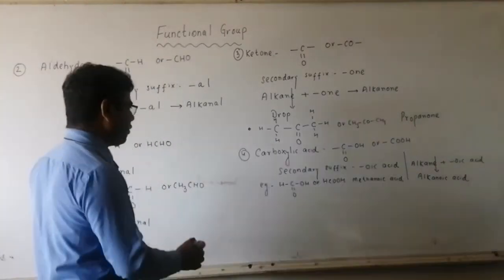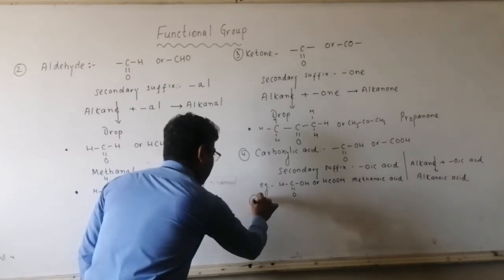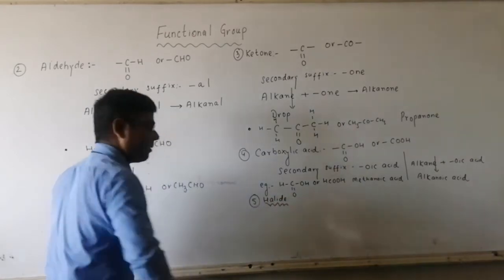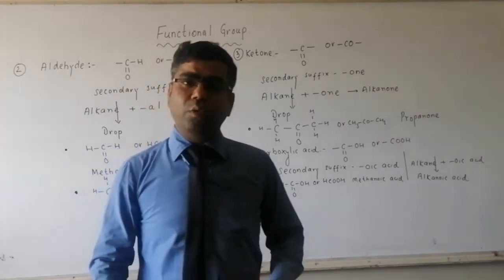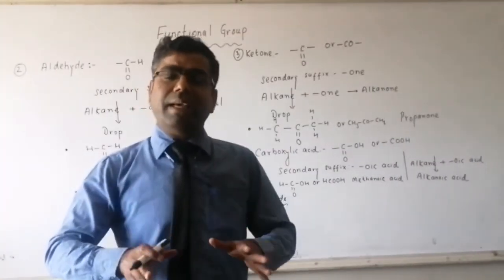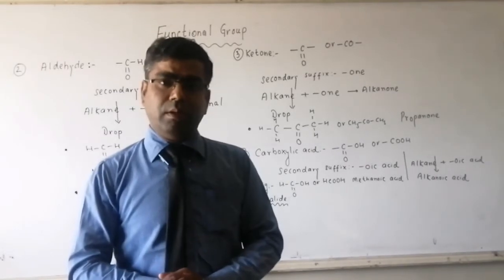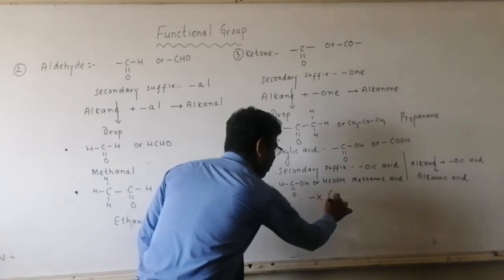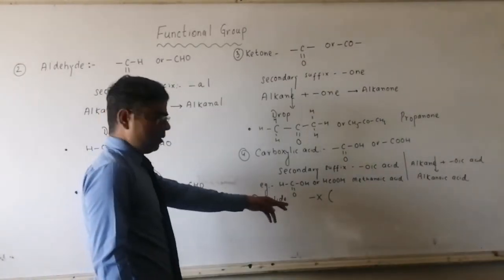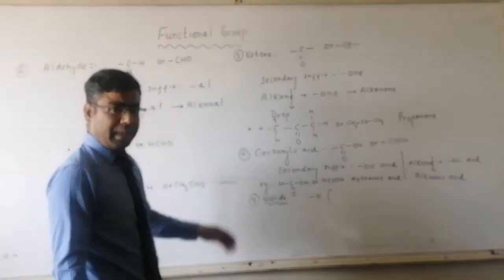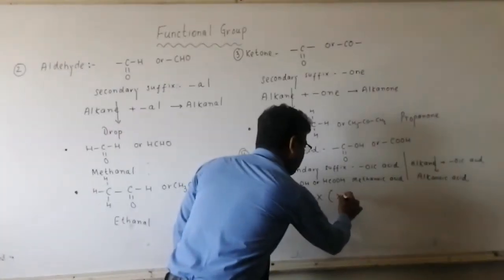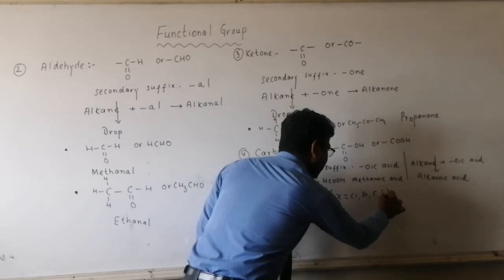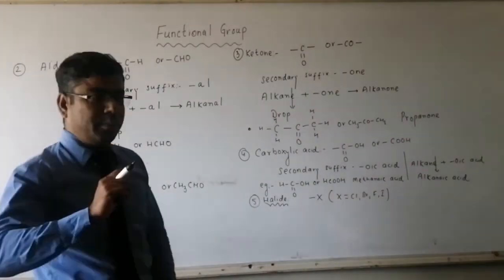Then comes the last one, number 5, halides. Now, what is there with halides? Halogen atoms like fluorine, chlorine, bromine, iodine will be present as the functional group. And in general, X is the representation used for halogen atom. So X, it is the bond that it will form with the carbon atom. So X here stands for chlorine, bromine, fluorine and iodine.